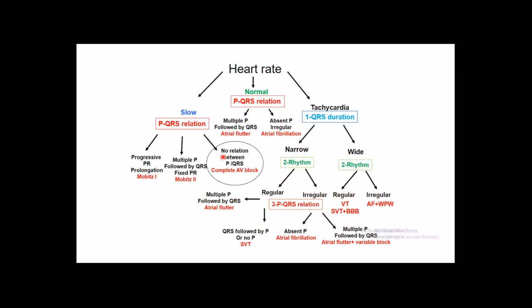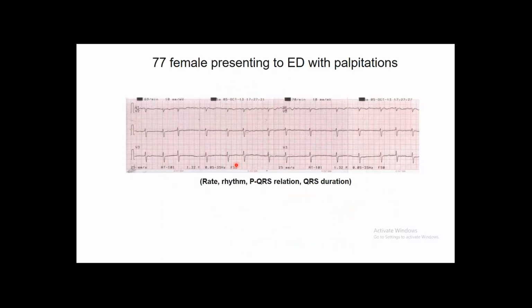And going back to our algorithm, a bradycardic patient with loss of P-QRS relationship has third degree or complete AV block. The next case is a 77-year-old female patient presenting with palpitation, commenting on the rate. The rate is about 70.